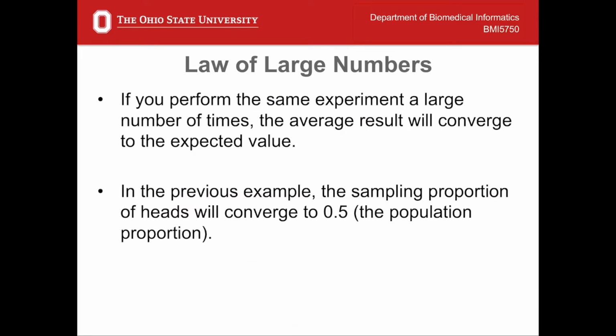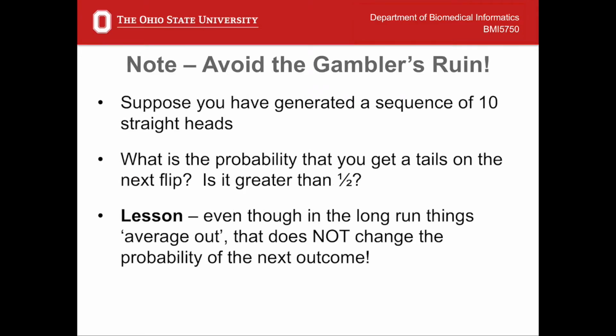The law of large numbers says that if you perform the same experiment a large number of times, for example, you toss the same coin a large number of times, the average result will converge to the expected value. In the previous example, the sampling proportion of heads will converge to 0.5 if the coin is a fair coin.